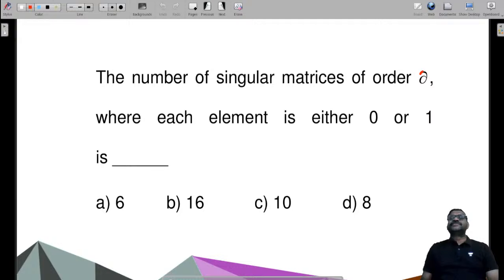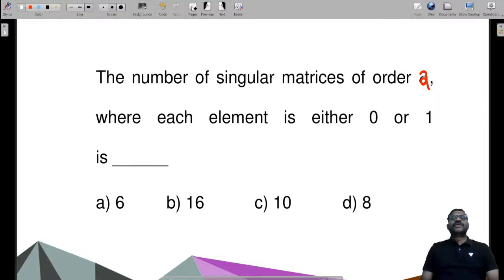Next problem. The number of singular matrices of order 2 where each element is either 0 or 1. Understood? How many singular matrices of order 2 are there where each element is either 0 or 1?